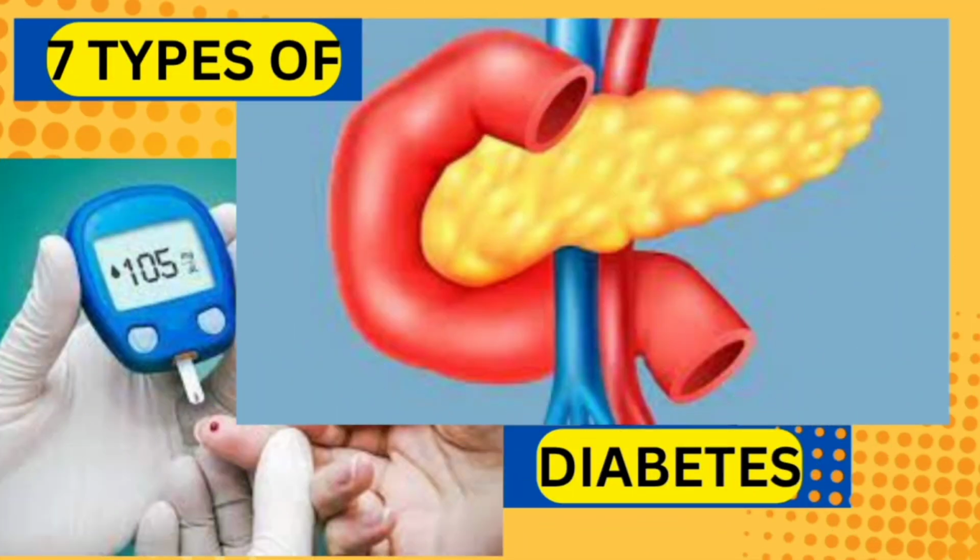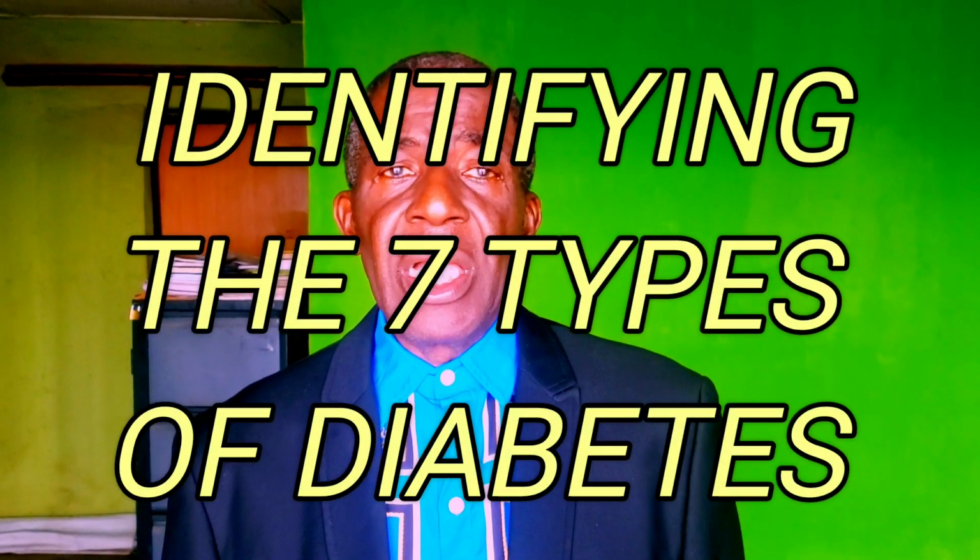Identifying the 7 types of diabetes. Diabetes is a serious problem with serious complications, and one needs to really understand in order to identify the type of diabetes the person is suffering from.